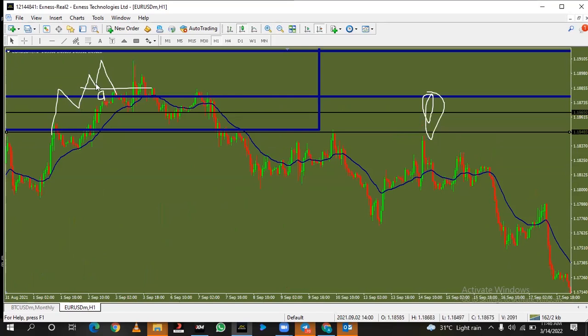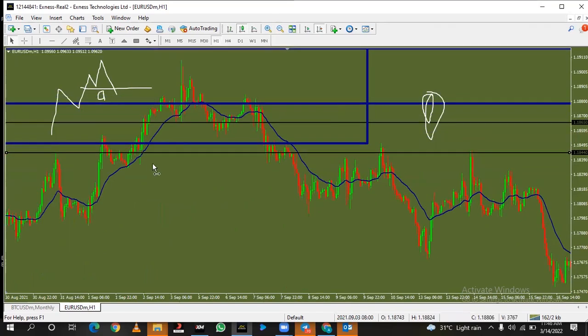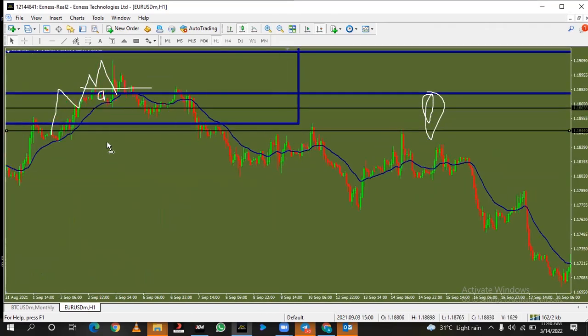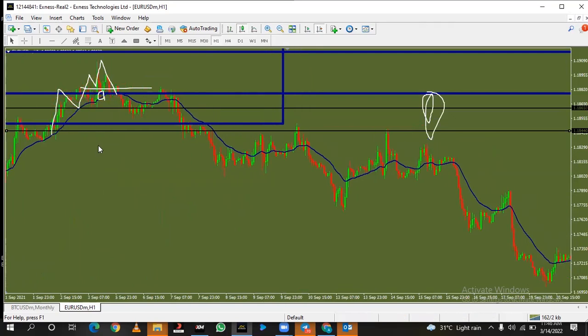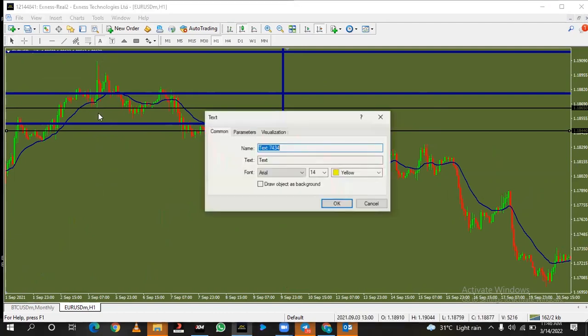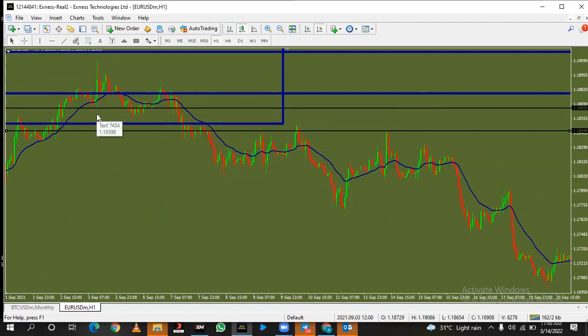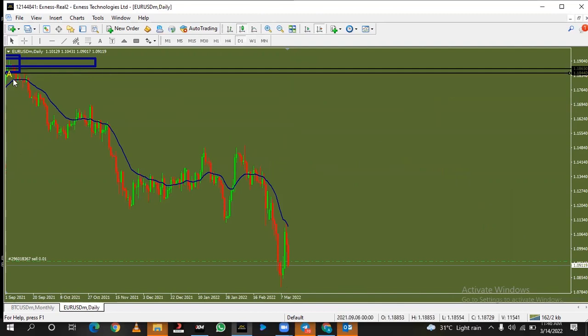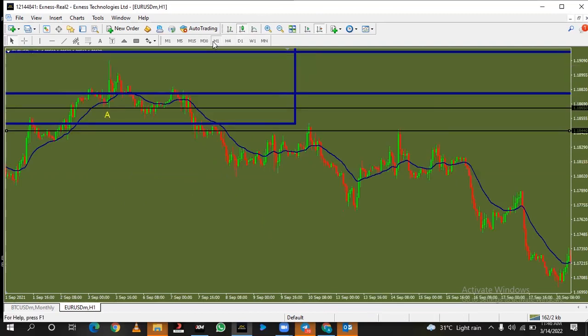They confirm this point as A. This is our point A. Now, point B is when they close below market structure at the end of the day. And this is point B. So point B is now here. Yeah, this is point B, right?